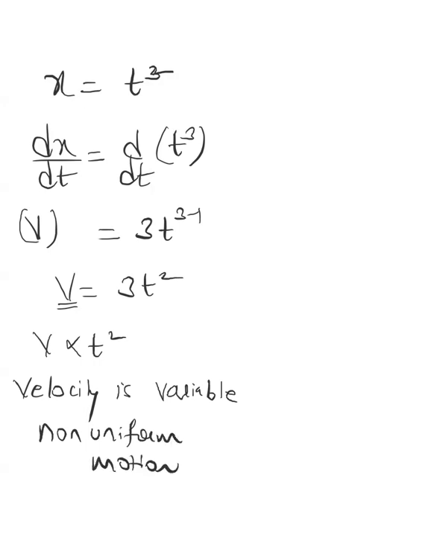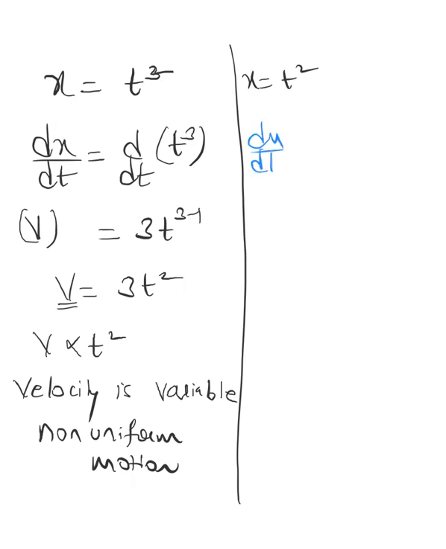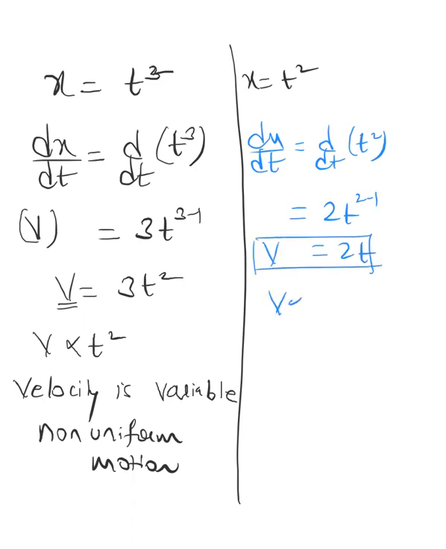If you compare it with x equal to t square, which we just now did, dx by dt is equal to d by dt of t square, which is 2t, velocity equal to 2t. That means velocity is proportional to time power 1. That means velocity is changing with time. That means velocity is variable. So it is also non-uniform motion.